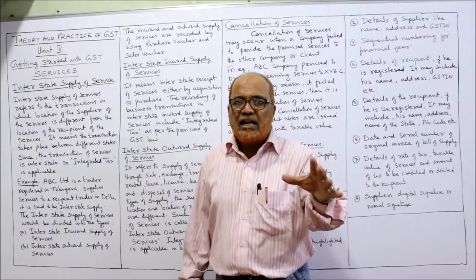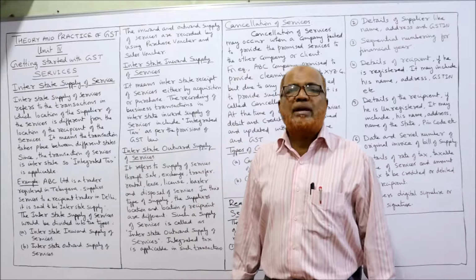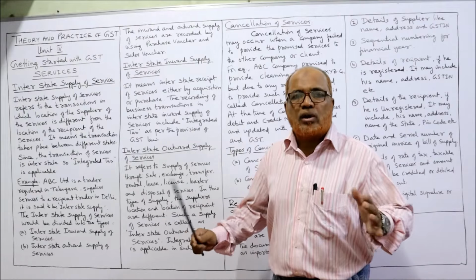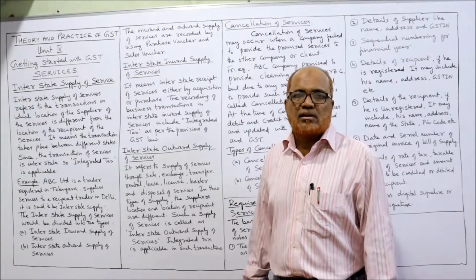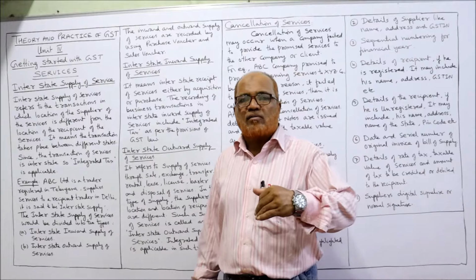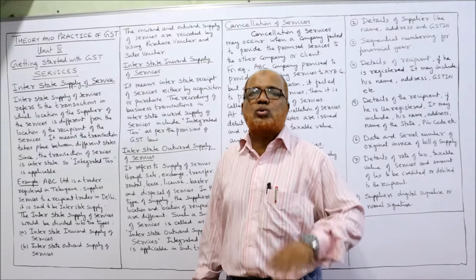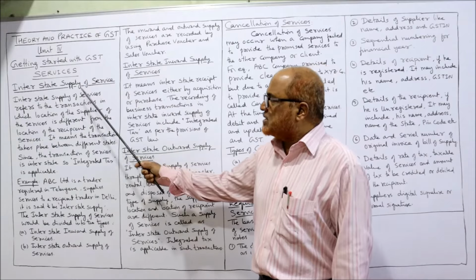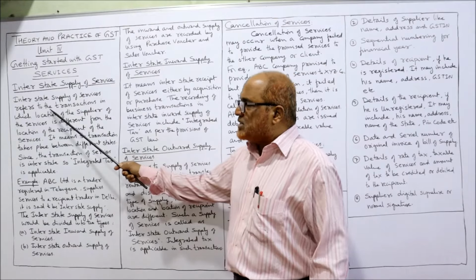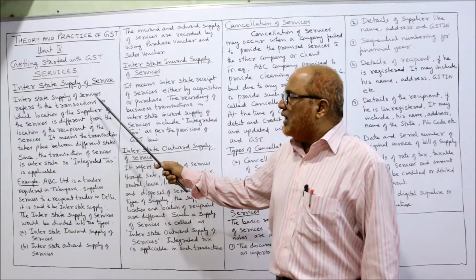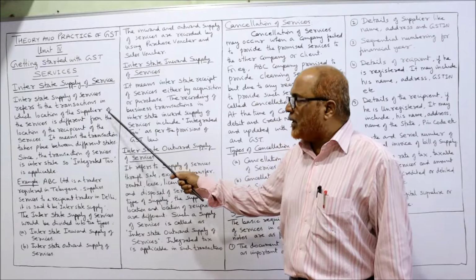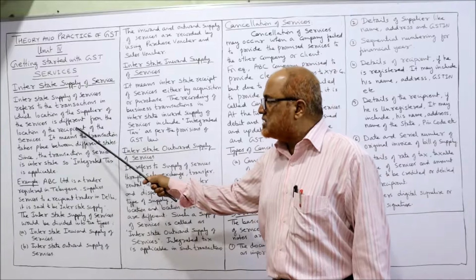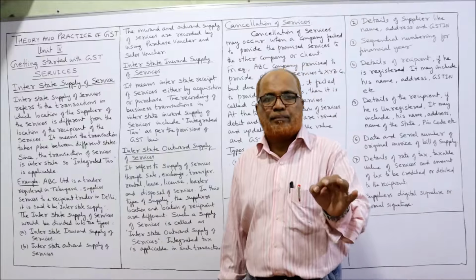The meaning of interstate is between two states or union territories. That means the supply of services will be between two states. That is called interstate supply of services. Interstate supply of services refers to the transaction in which the location of the supplier of service is different from the location of the recipient of service.